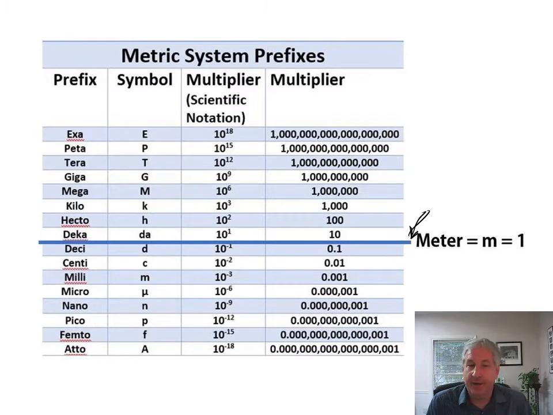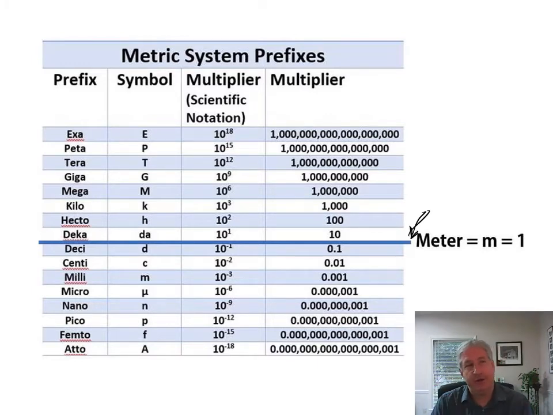And then the other way, how big is a decimeter compared to a meter? It's 1/10 of a meter. A centimeter is 1/100th of a meter, and a millimeter is 1/1000th of a meter. And those are the only ones we're going to look at. We're not going to look at the other sizes in this class.